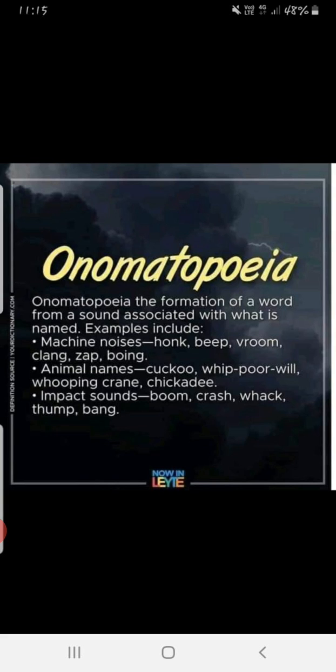Clear? Again in the next slides we will be learning some more figures of speech which are important.